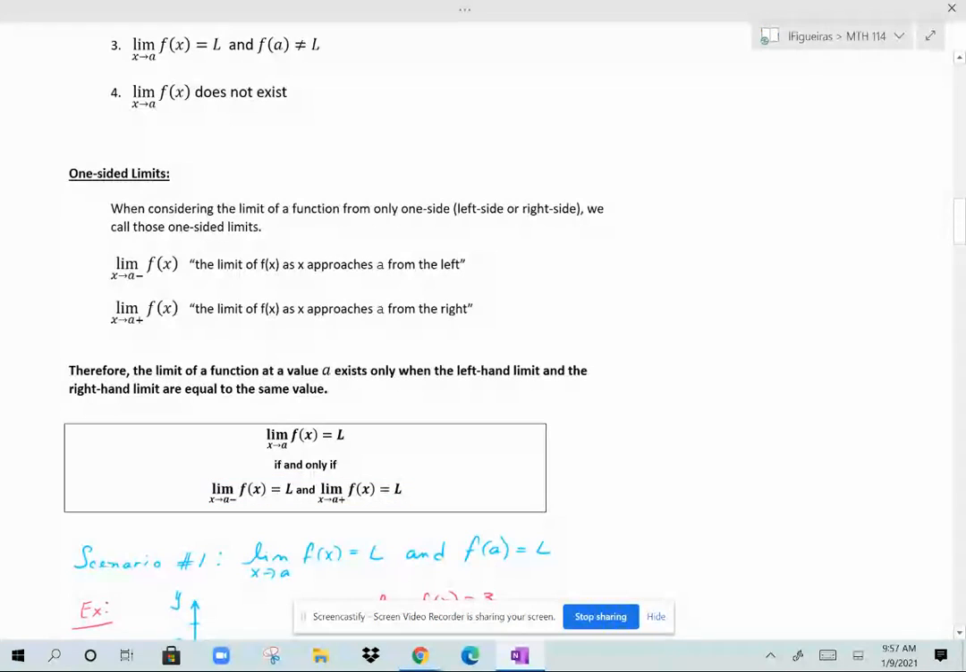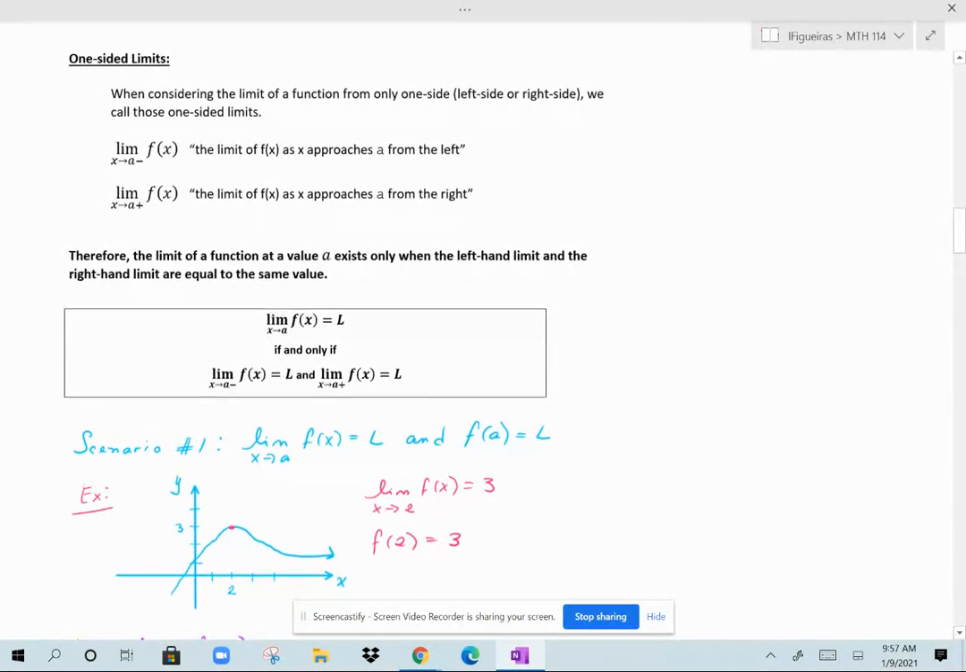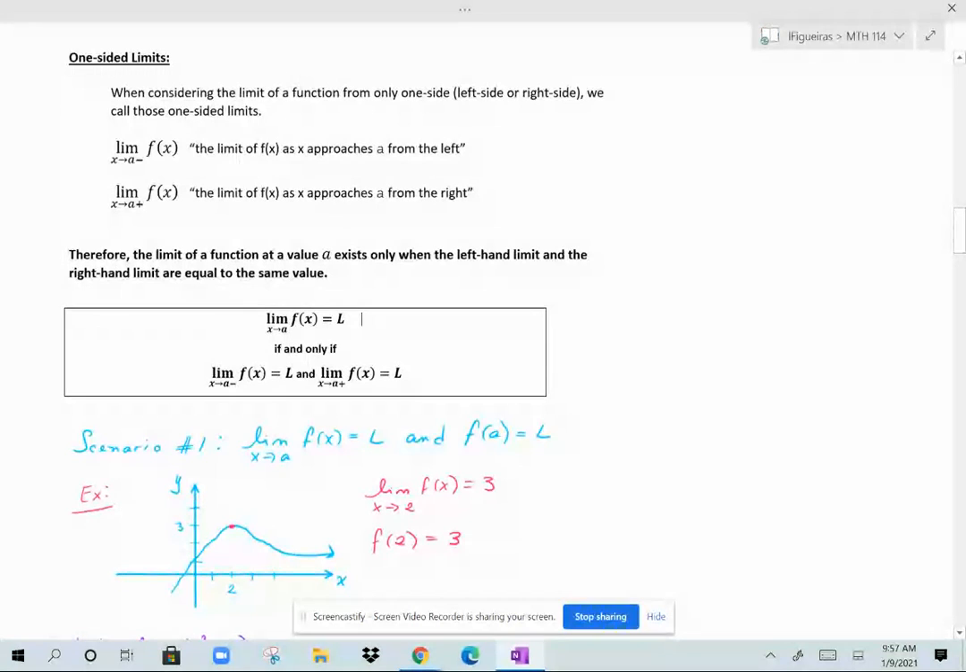All right, so we're going to do examples of the 4 scenarios that I just stated. And we're going to start with a graphical example here. So scenario number 1 says that the limit as x approaches a of f of x equals L and f of a equals L. So both the limit value and the function value are the same.